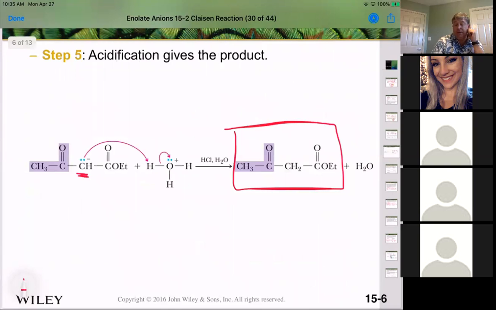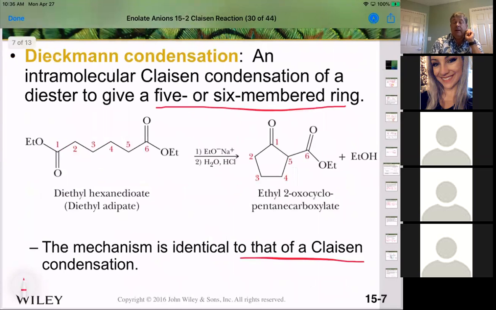Okay, and so here we go. It stays stabilized, and then we have to quench it with water. Just like in the aldol condensation where we can close these, if we have a diester, we can close it again. It's just got a different name. It's called a Dieckmann.